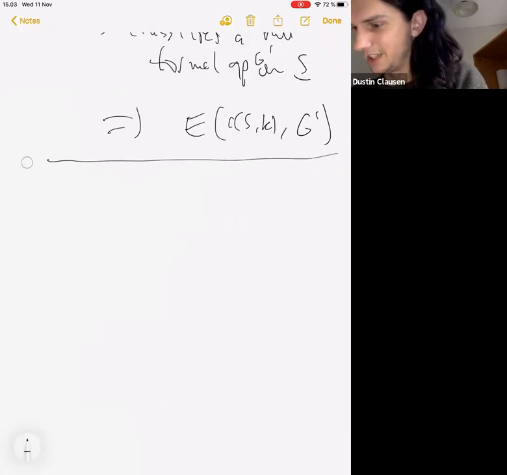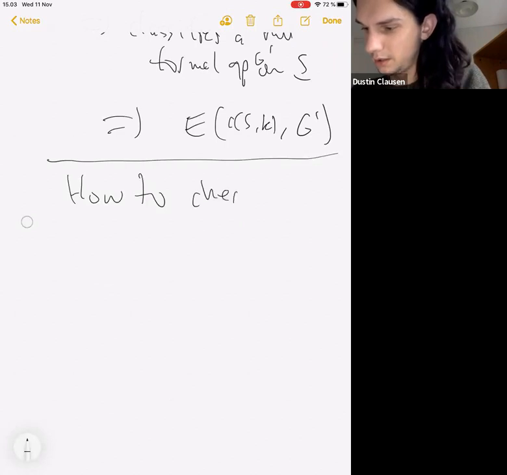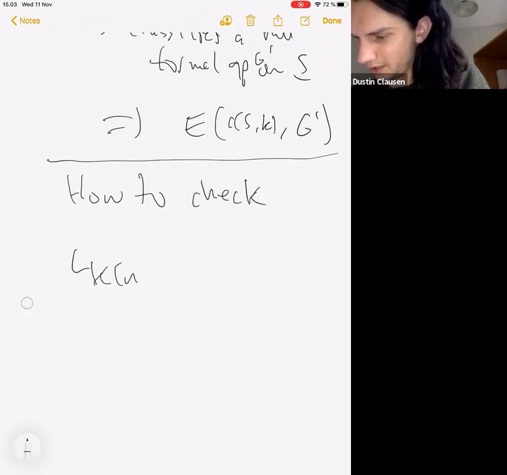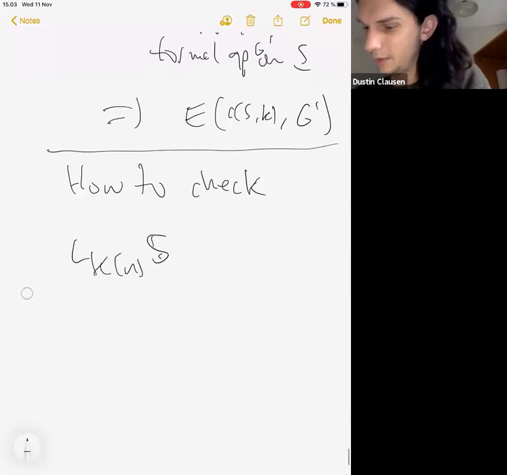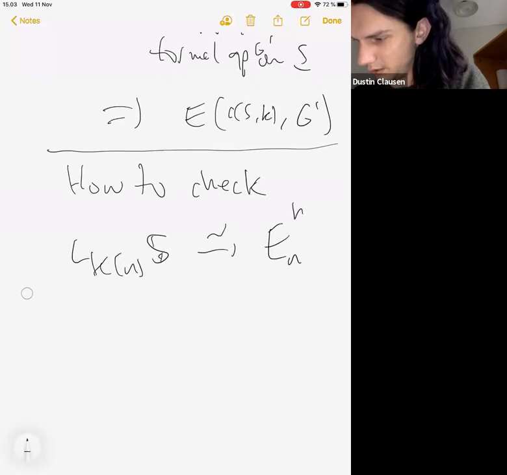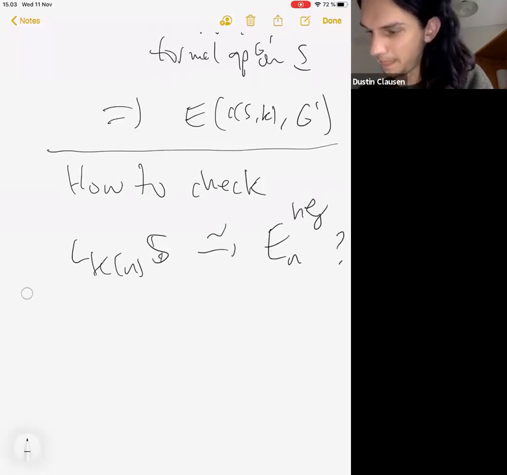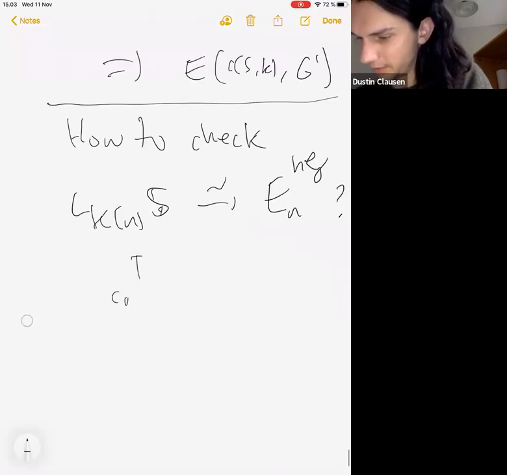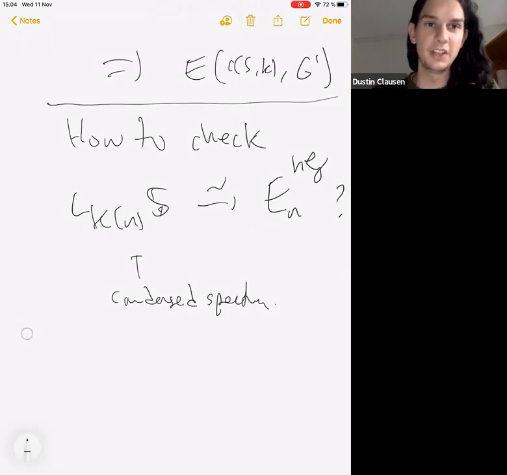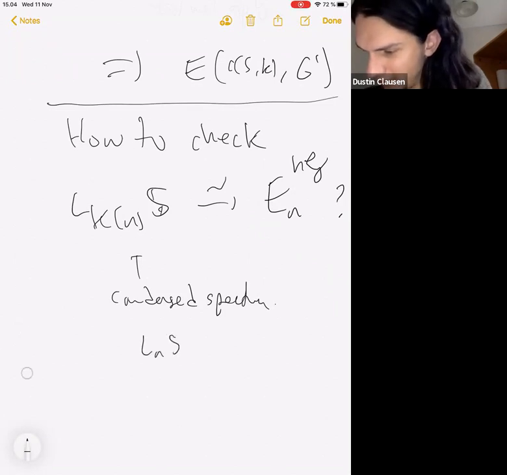So now, how to check that? So now we have, okay. Now we can make a precise statement, right? So this is a condensed spectrum. We just do the K(n) localization again in the condensed world. So it's the same thing as taking the discrete spectrum, say L_n S, and then completing it at p and then up to v_{n-1}. This is also a condensed spectrum.